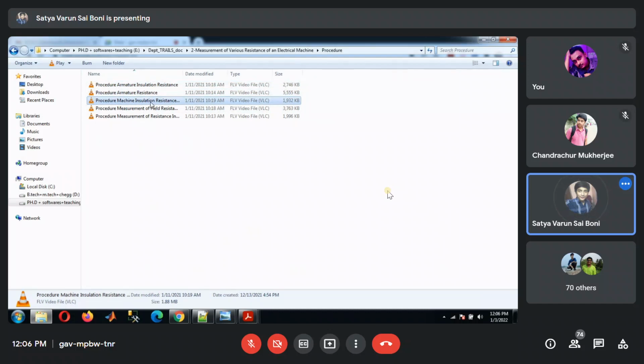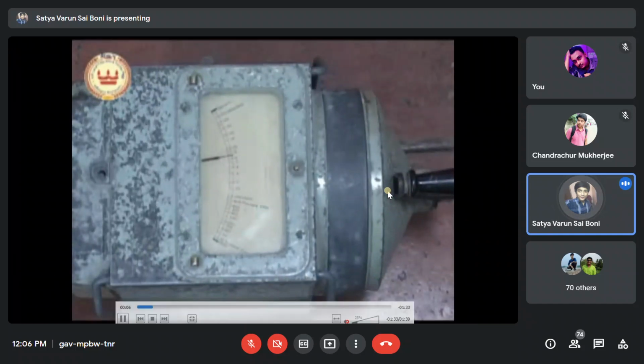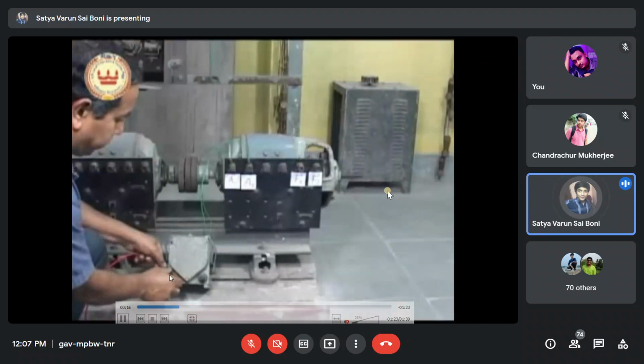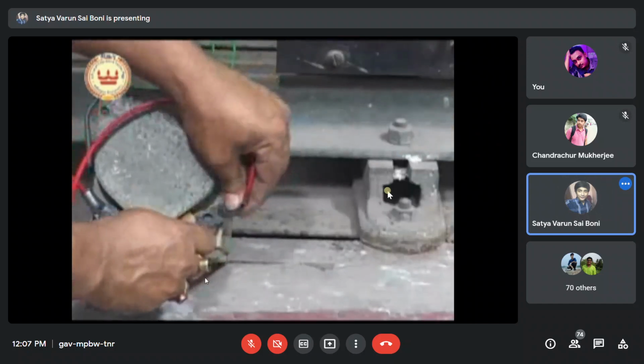Okay. Insulation resistance is somewhat interesting. See, this is a megger. Normally in real time, you can see the range from 0 to infinity. You can see it is 0 to 100 volts. This is one point positive and negative. As I already told, we should consider one point as positive and one point as negative.